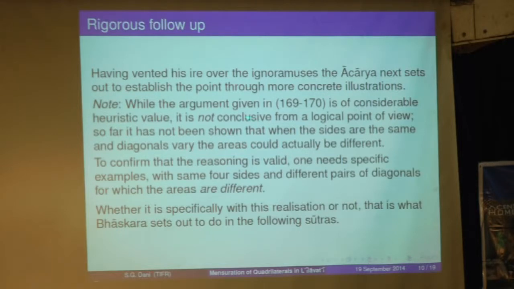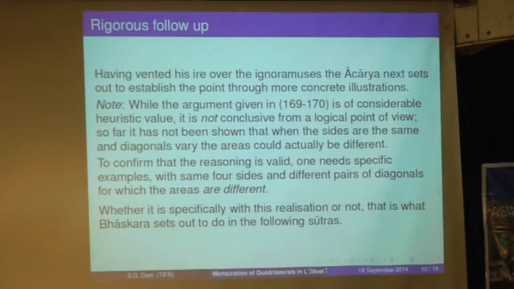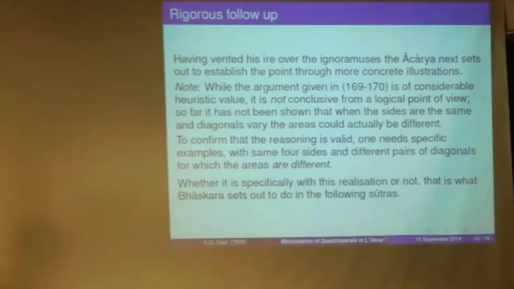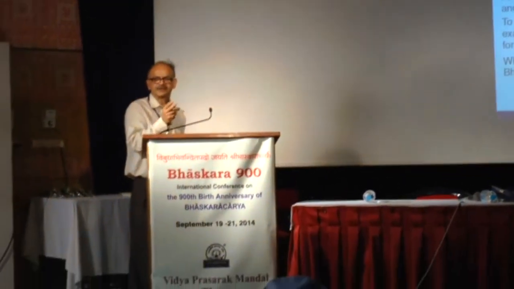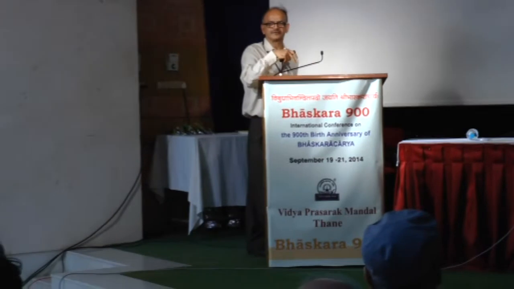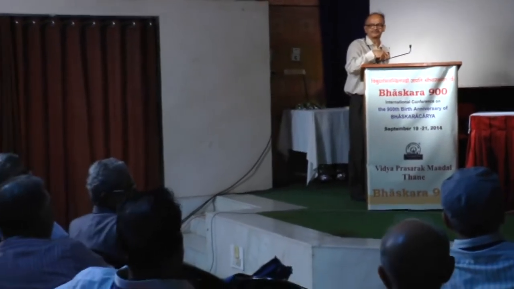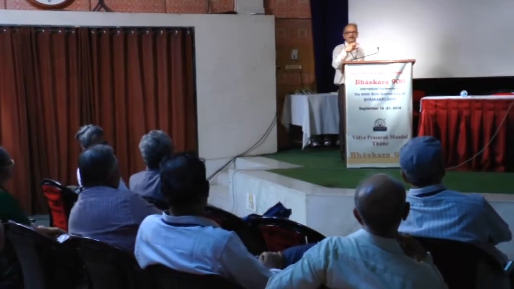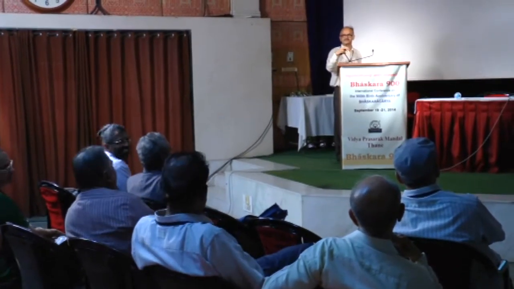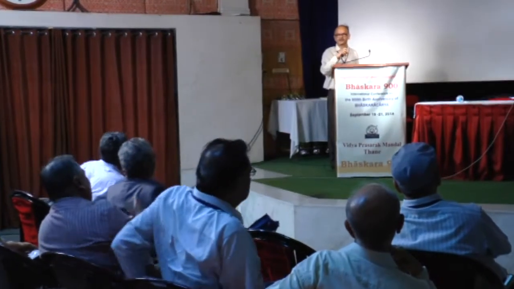So whether specifically with this realization or not, that is what Bhaskara sets out to do in the sutras that follow. There is also the formula for the diagonals. He may be just arguing that the diagonals are not fixed by the sides. No, that comes later. His sutras on diagonals come later. They are not in this part. No, but it is in his mind. Yes, right. In his mind, certainly the data for a quadrilateral should consist of sides together with a diagonal or a perpendicular.